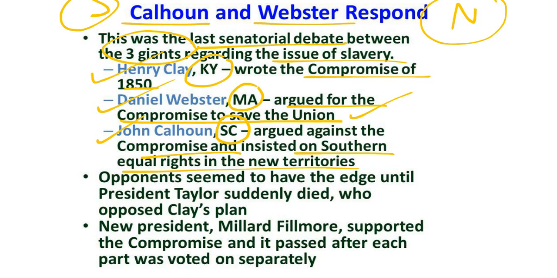It looked like the Compromise of 1850 was going to fail until President Taylor suddenly dies in office. And he had opposed Henry Clay's plan and opposed the Compromise of 1850. As the new president is sworn in, Millard Fillmore supports the Compromise of 1850, and it was able to be passed after each part of it was actually pulled apart and voted on separately.